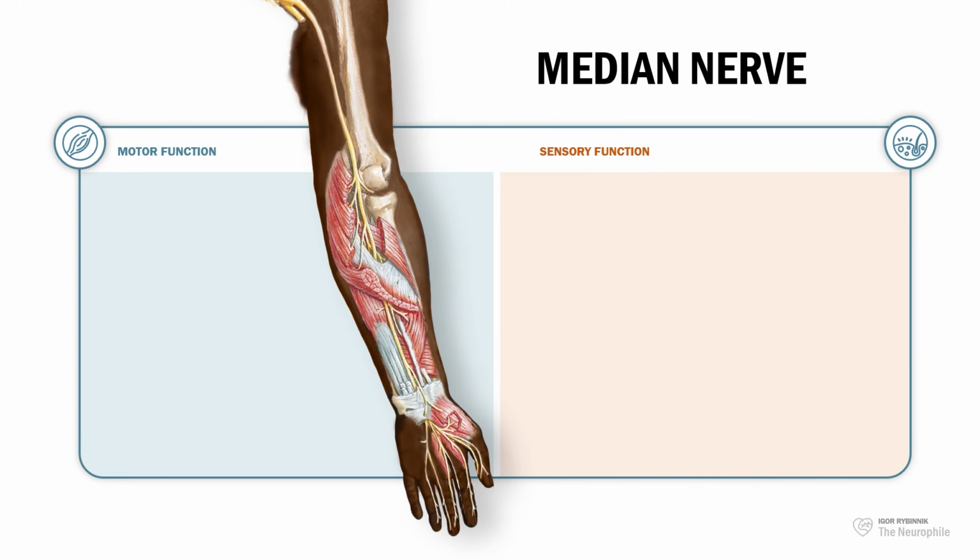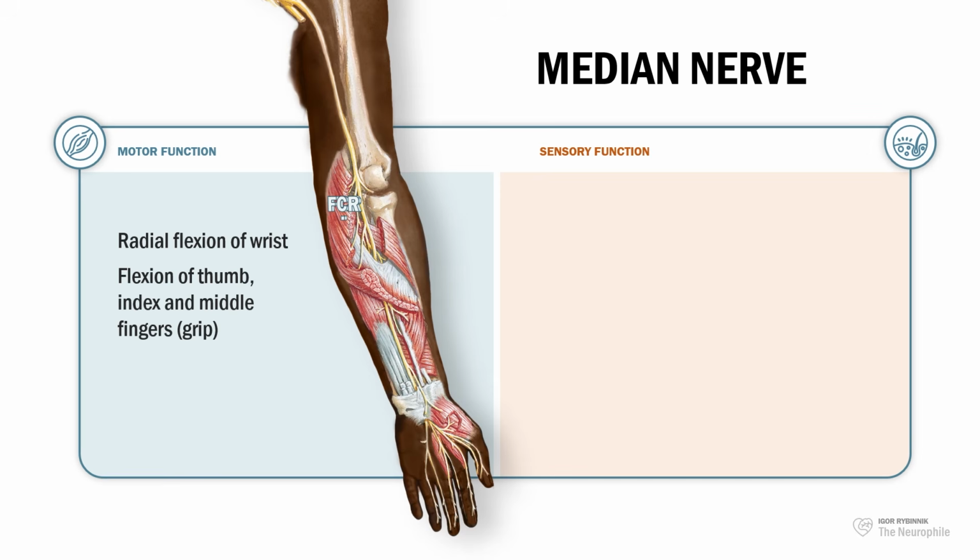Okay, now let's review the median nerve. What are the motor functions? Just like the ulnar nerve, it's another wrist flexor, specifically on the side of the thumb. It flexes the thumb with the thenar muscles, and the index and middle fingers with the flexor digitorum profundus and the lumbricals. The median nerve also pronates the arm with pronator teres and pronator quadratus.